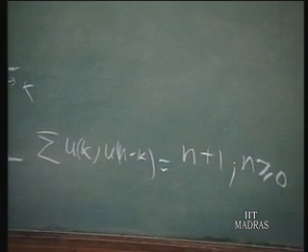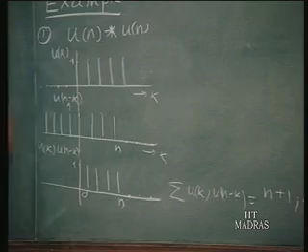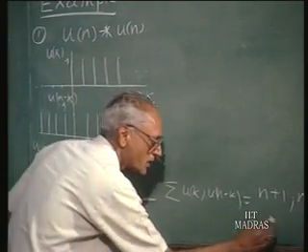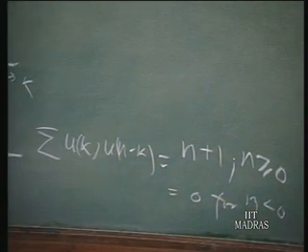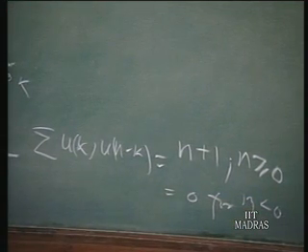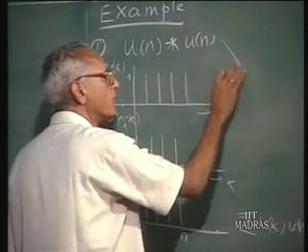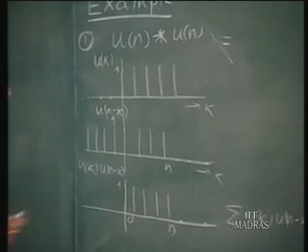For n less than 0, this sample train will be shifted in the negative direction. Therefore the product will be identically 0. Therefore this is 0 for n less than 0. So u(n) convolved with u(n), worked out in the time domain, is equal to n plus 1 for n greater than or equal to 0.